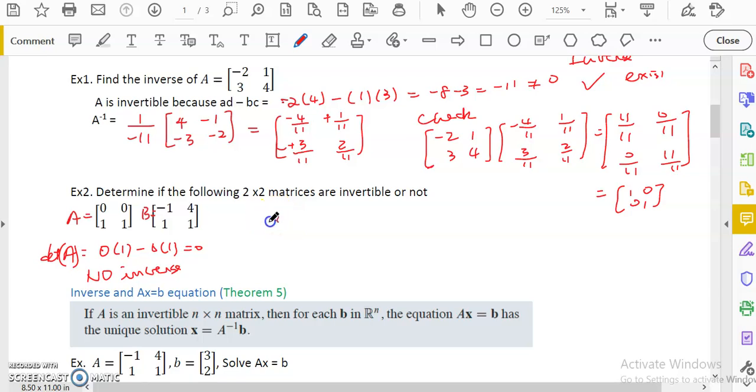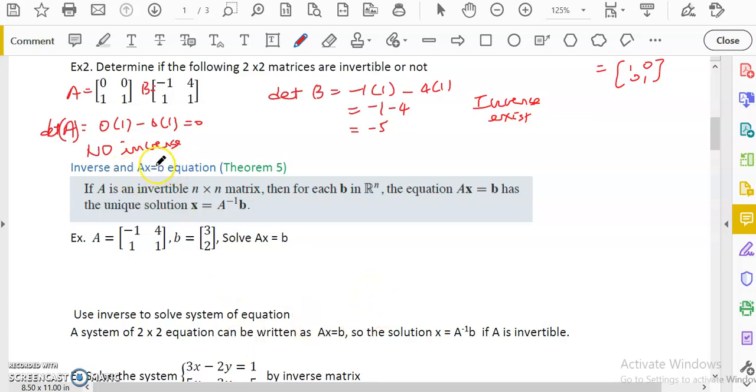B, determinant of B. AD is -1 times 1, minus, remember it's minus, B times C, 4 times 1. So this diagonal minus this diagonal. -1 minus 4, -5 is not 0, so inverse exists. So there is a B inverse, but there's no A inverse.